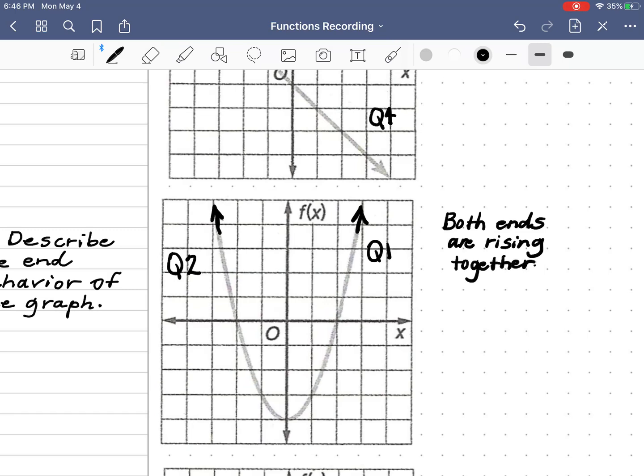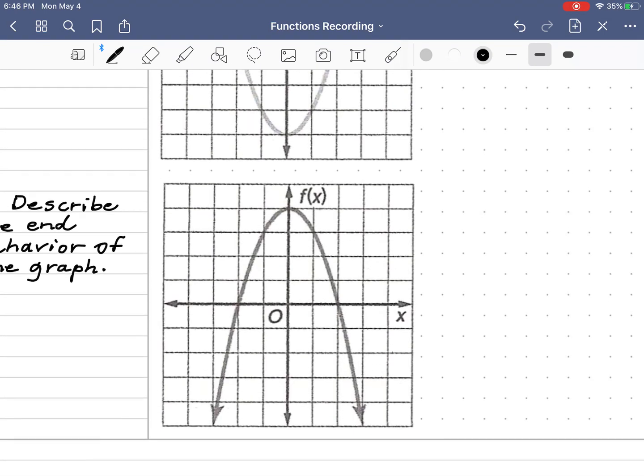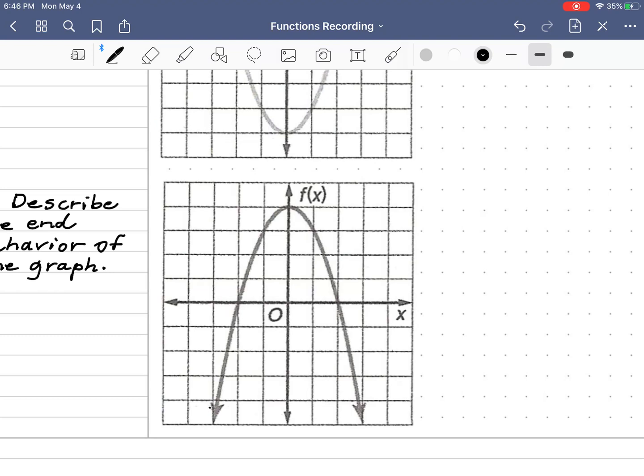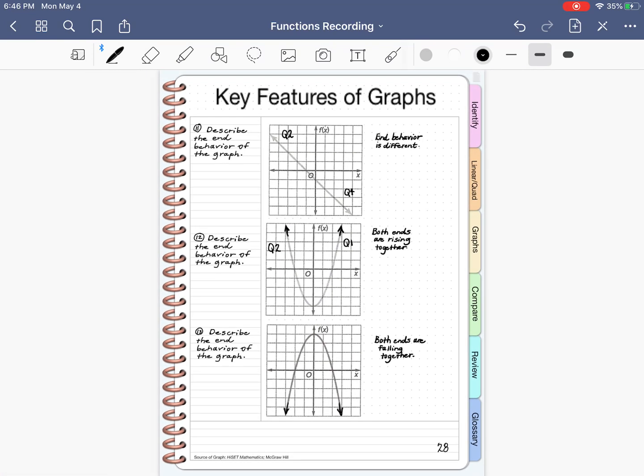And I'll be honest with you, when I was in school, we didn't worry about end behavior. It was sort of a given. So I'm not really sure what they're getting at in this book, but since it's in here, I wanted to be able to show it to you. This one again is a parabola, so the end behavior is the same. Both ends are falling together. So they're wanting us to focus on the ends of these graphs and what's happening on the ends.